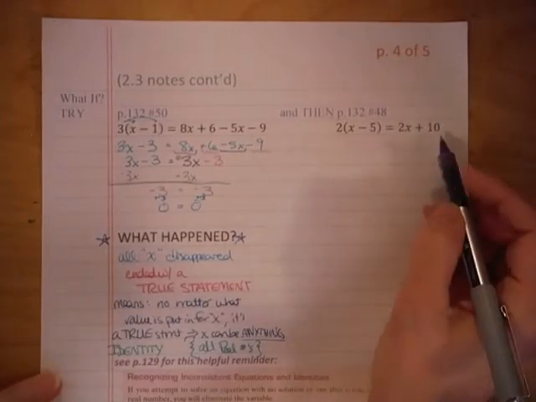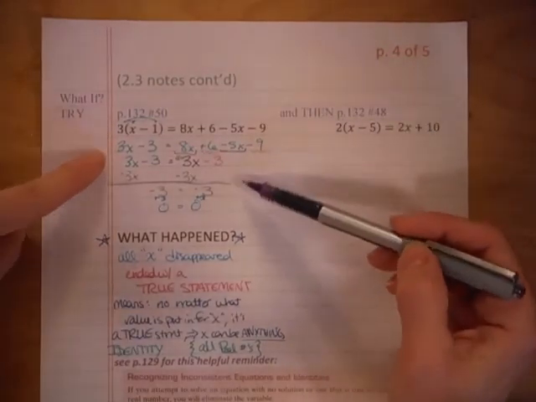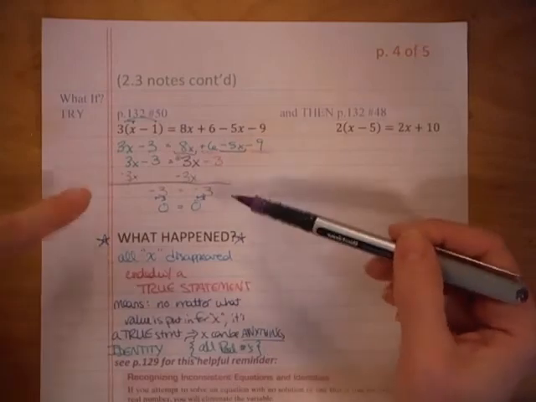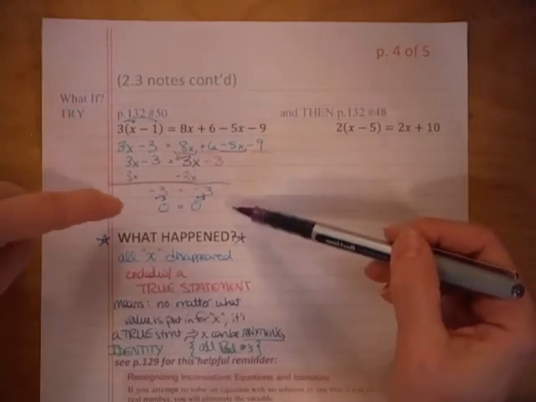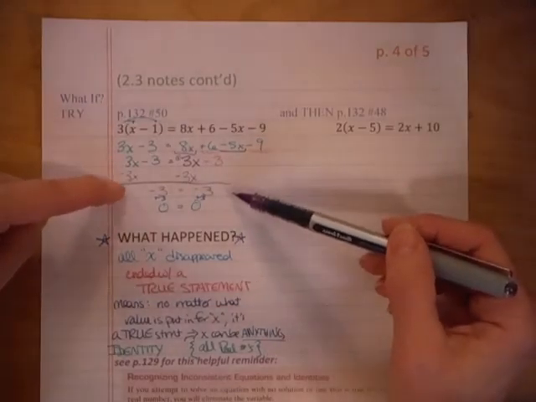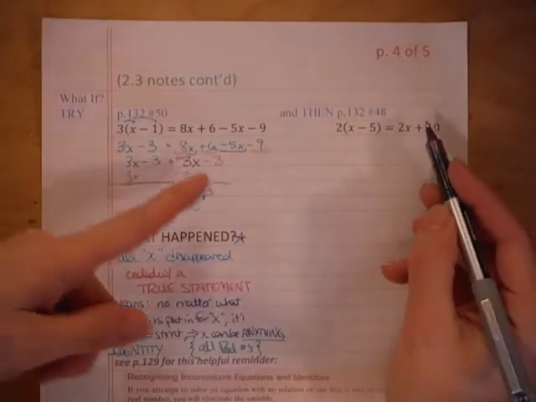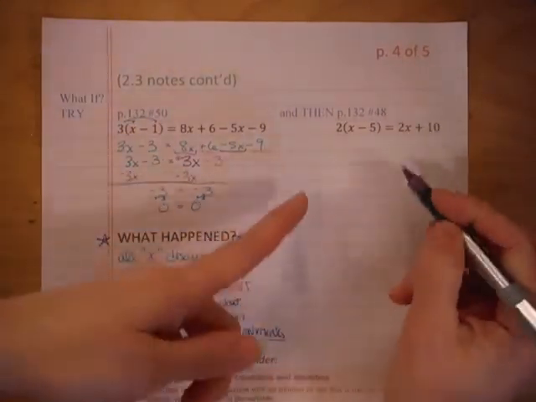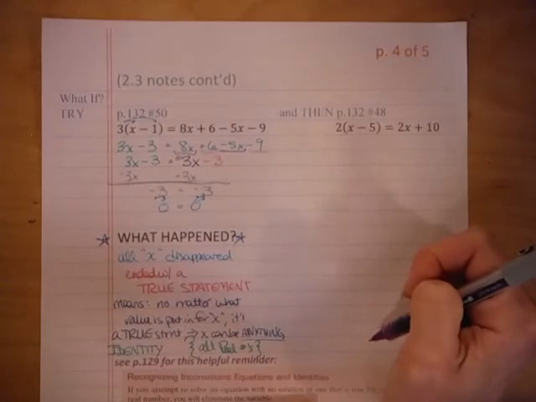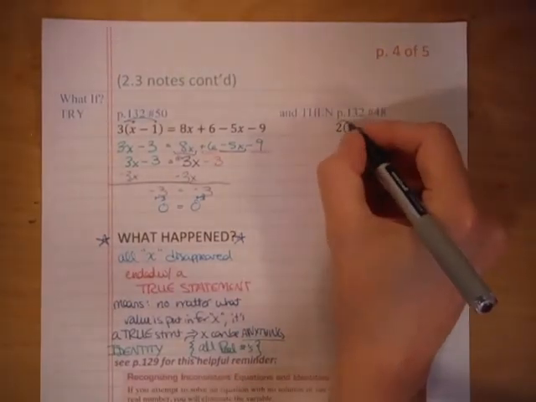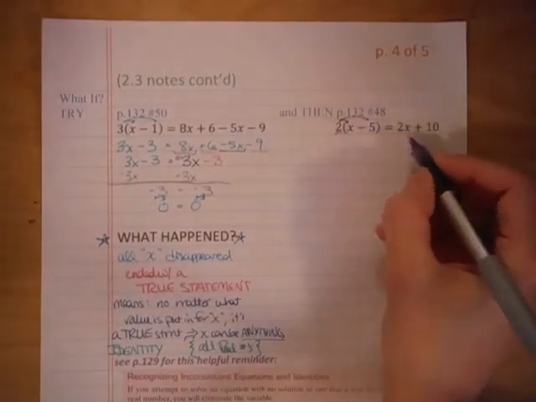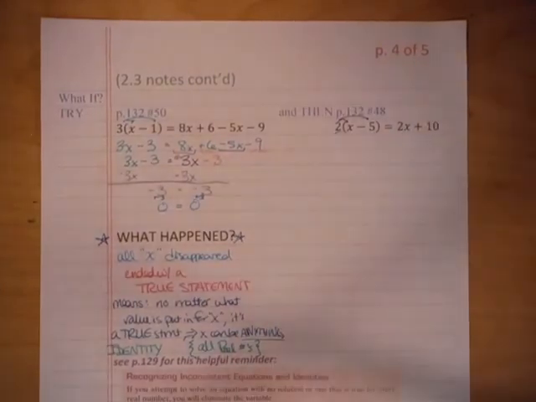So you've tried it, and now maybe you kind of get a hint, seeing what I talked about here. What does it mean when everything goes away and you're left with a true statement, like -3 equals -3 or 0 equals 0? You might be able to now draw some conclusions about what happened for you on number 48. Let's see what happened. Need to distribute because there's parentheses. That's the first thing we check for.